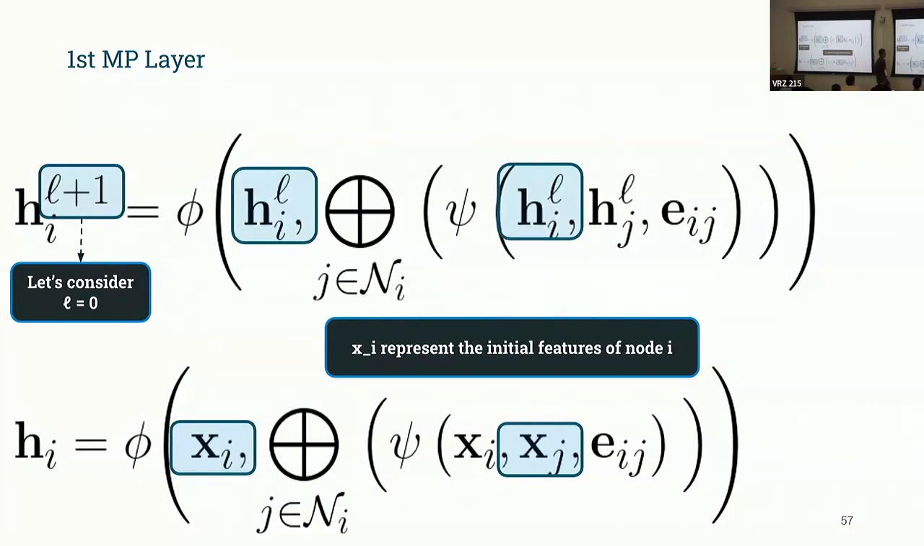For the sake of simplicity, we consider not a general layer within the network, but layer 0, the layer in which the features of the nodes and the edges and all the other objects in the graph are the initial ones. So our initial knowledge. So X_i is my initial knowledge. X_j is your initial knowledge, guys.